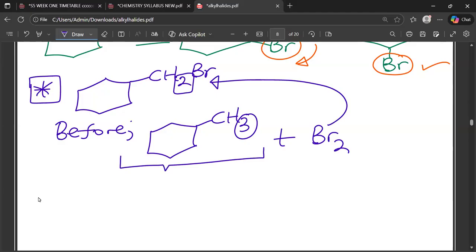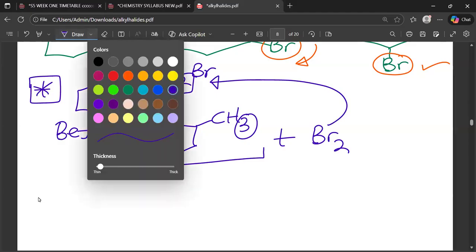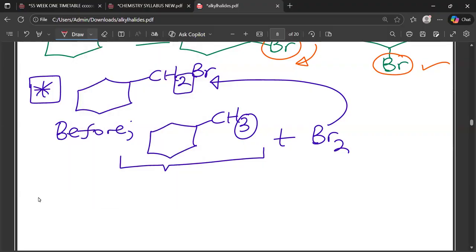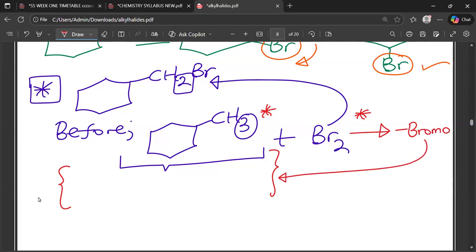After knowing the name of that, it becomes easy. Don't you remember we had methane, then Br brought bromo, then we said bromomethane. So first find out the name of this. After knowing the name of that, remember that this one brings what? Bromo. So we just have bromo this, like that.